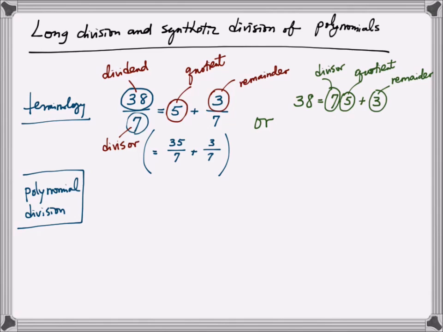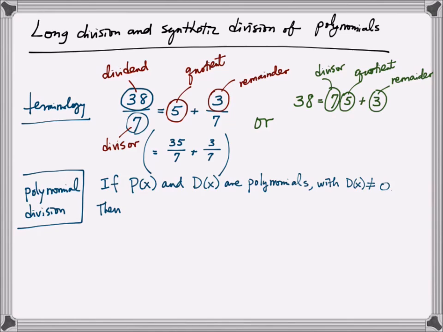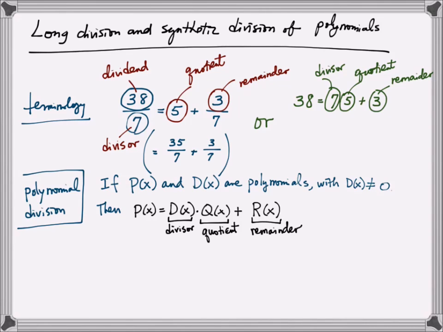If p of x and d of x are polynomials, with d of x not equal to 0, we need this condition because division by 0 is not allowed. Then I can think of p of x as d of x times q of x plus r of x, where d of x is the divisor, q of x is the quotient, and r of x is the remainder polynomial. One consequence of this division is that the degree of the remainder polynomial has to be strictly less than the degree of the divisor polynomial.